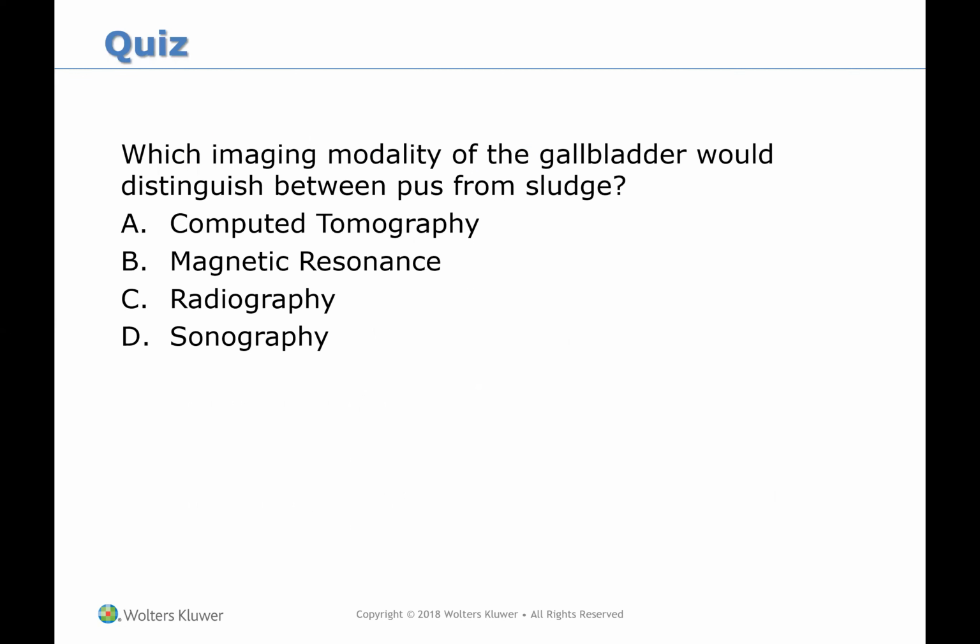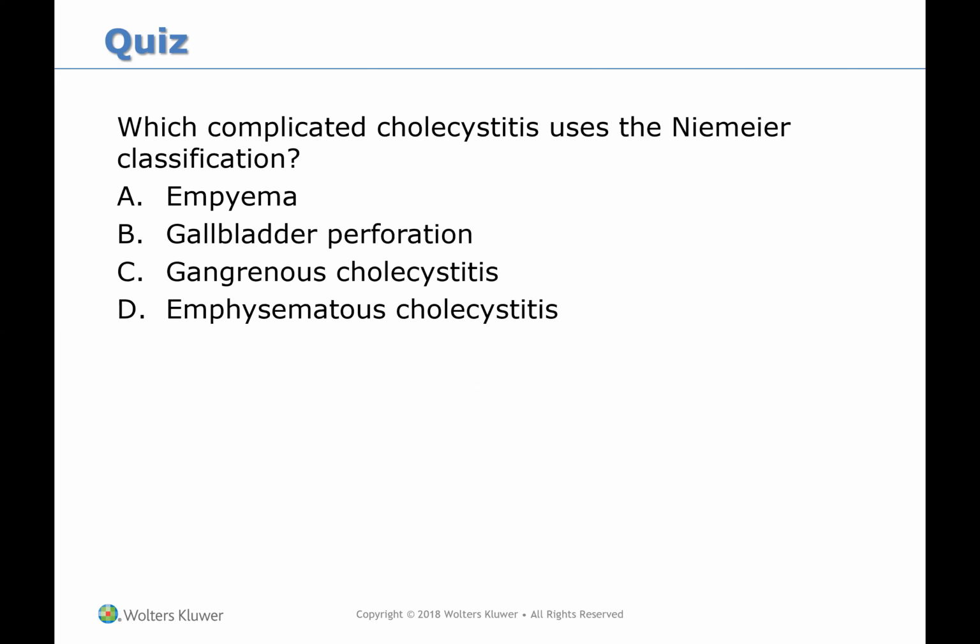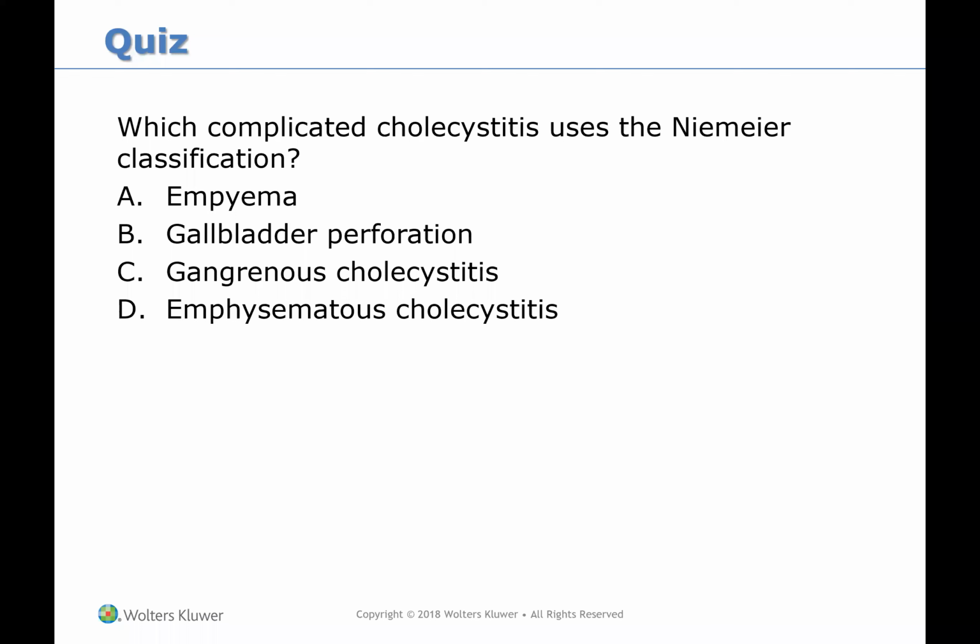Which imaging modality of the gallbladder would distinguish between pus and sludge? MRI probably would be the best for that. Which complicated cholecystitis uses the Neimer classification? And it is B, gallbladder perforation.